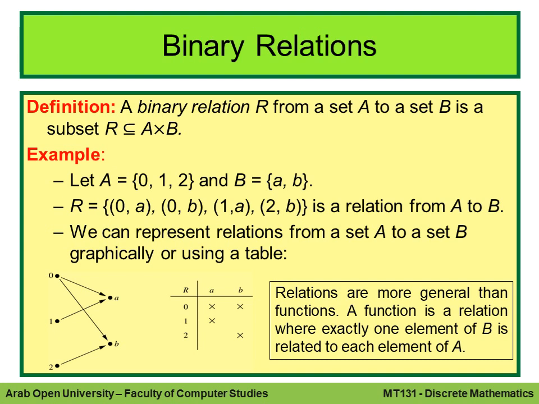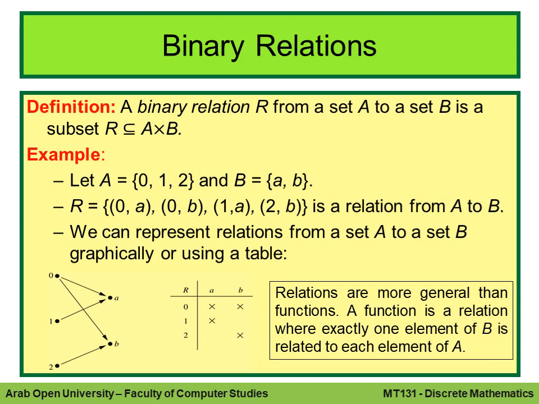Here's an example. A has integers 0, 1, 2. B has the letters A and B. Any subset now of A times B will be a relation. For example, if you take the ordered pairs 0A, 0B, 1A, 2B, this is an example of a relation from the set A to the set B.